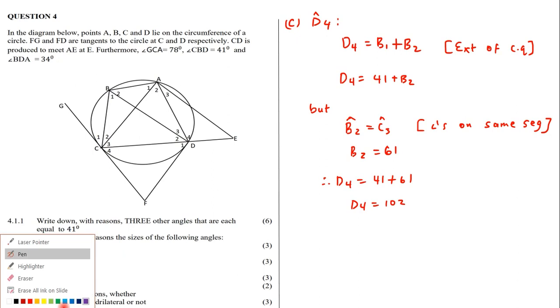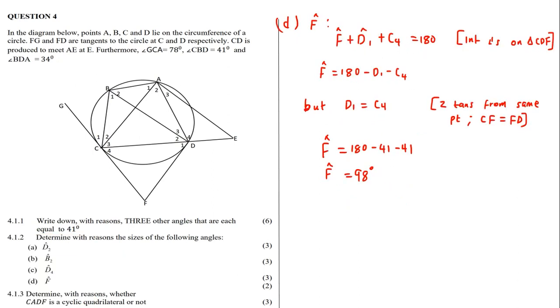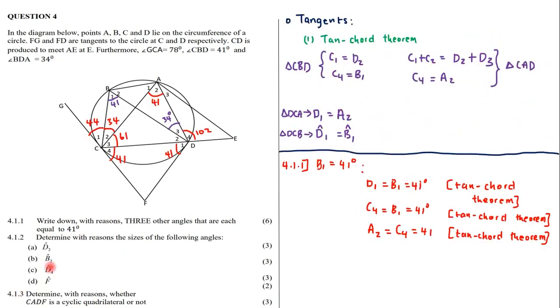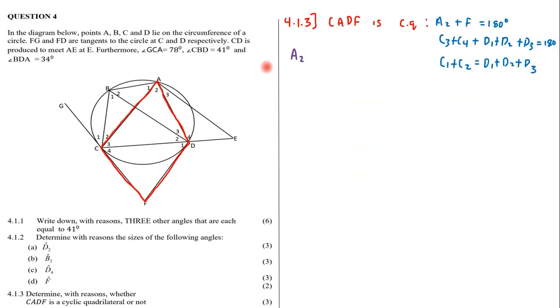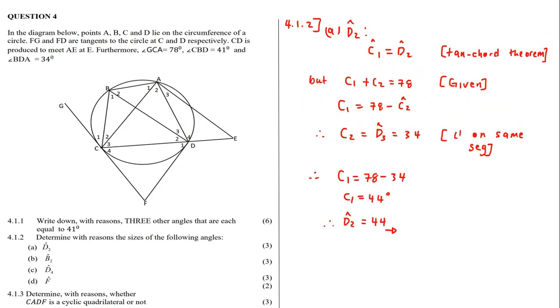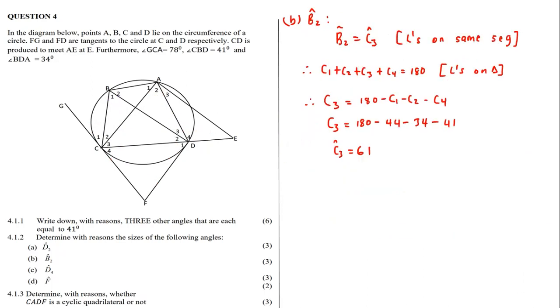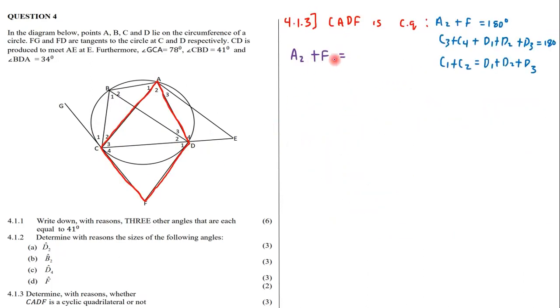If you remember, F was 98. So I have 98 here, for example. So I know the value for A2 and I know the value for angle F. If I add both of them and I don't get 180, then that means it is not a cyclic quad. Now angle A2, going back there, is 41 and the other one is 98. So I have 41 plus 98.